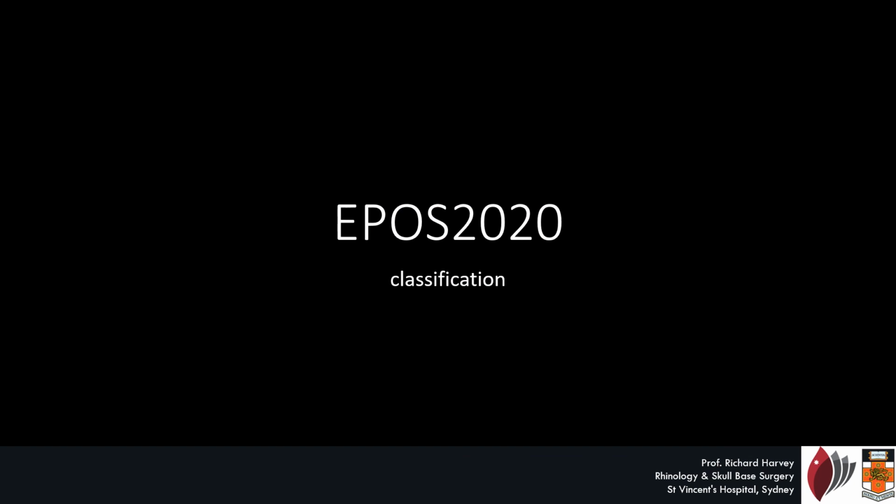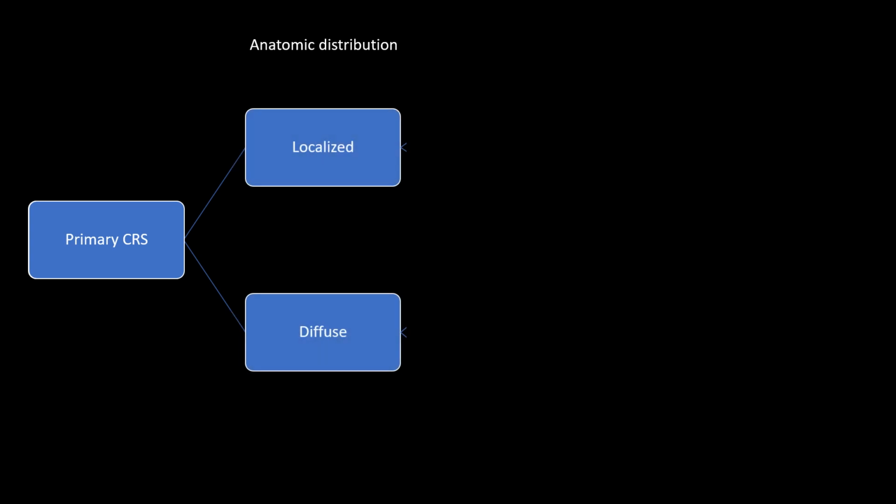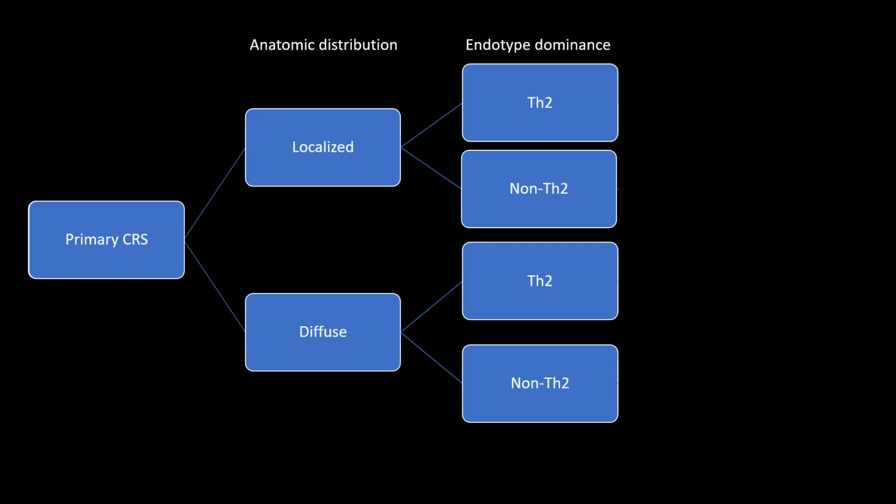Now, how does this all fit into the current EPOS 2020 classification? So EPOS has moved, if you're not aware. We talk about primary CRS when people have CRS or sinus inflammation that's not related to another condition. And they really talk about whether it's anatomically localized or a diffuse process. It takes into account processes that occur just within one part of the sinus cavity. And here we're going to now have a look at what is the next level. It's really then broken into, if it's localized or diffuse, could be either one.